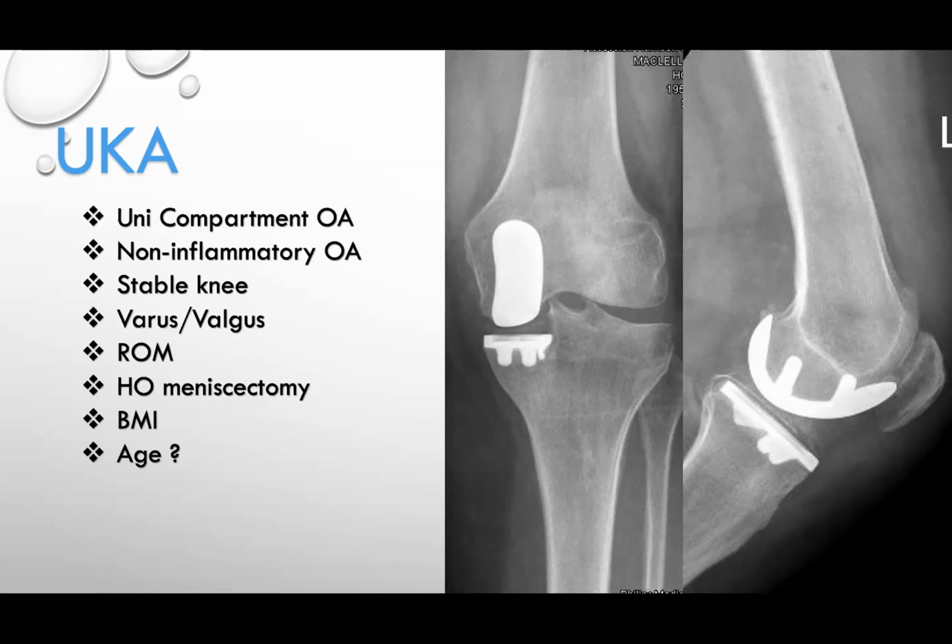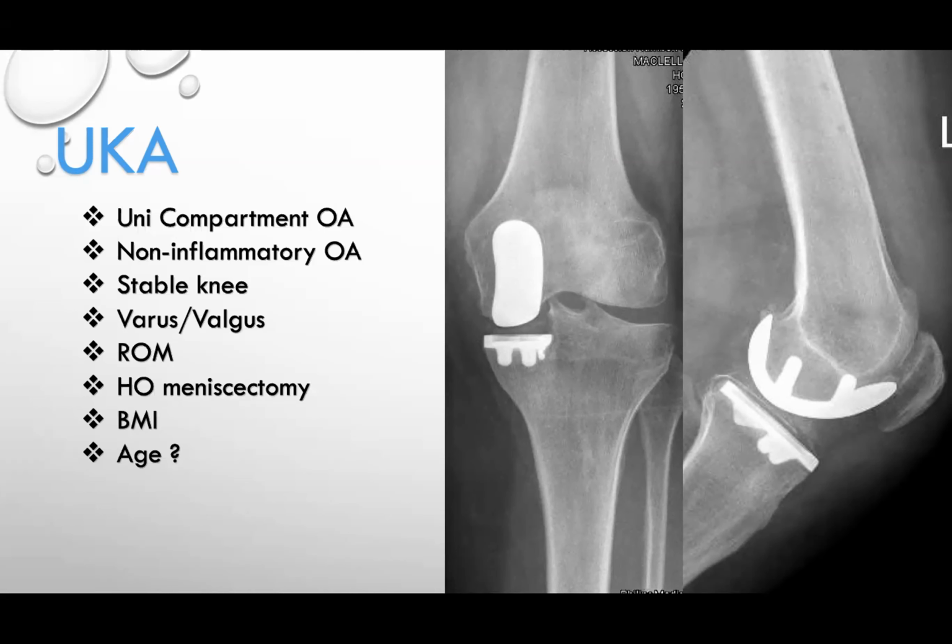One of the things you need to know is to make sure that the patient doesn't have any symptoms or any arthritis in the other compartment. The osteoarthritis that you find in your patient shouldn't be inflammatory by all means, so you need to exclude any rheumatological condition in your patient. The knee should be stable. I mean, it has to have a good ACL and MCL, good collaterals as well.